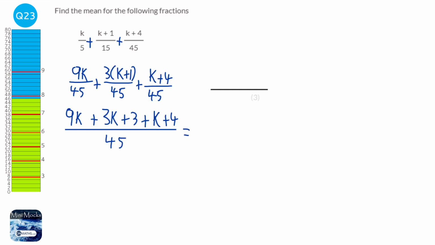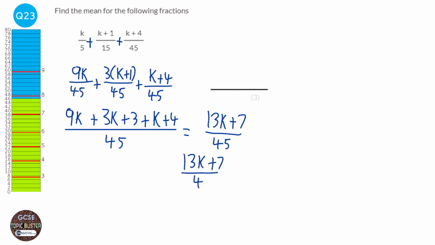And then we're going to do 9k plus 3k plus k, which is going to be 13k. And then 3 plus 4, which is just 7, over 45. So the sum of them is 13k plus 7 over 45. So to work out the mean, we need to divide it by 3. But instead of writing divide by 3, we know KFC, keep, flip, change. If you have a division, you keep the first fraction, you change the divide into a times, and you flip the second fraction. So a different and easier way of writing that is times 1/3.